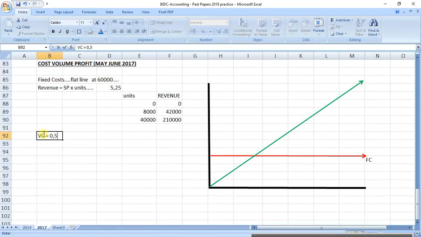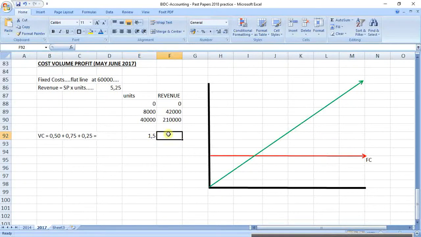0.5 plus what else? 0.75 plus 0.25. Okay, if I add up those three, what do I get? Let's check. Okay, I get 1.5. So 1.5 is what? It's the variable cost per unit.